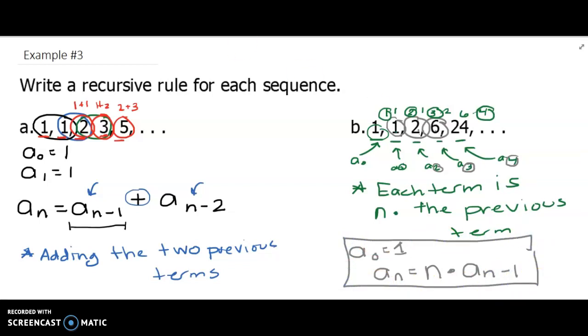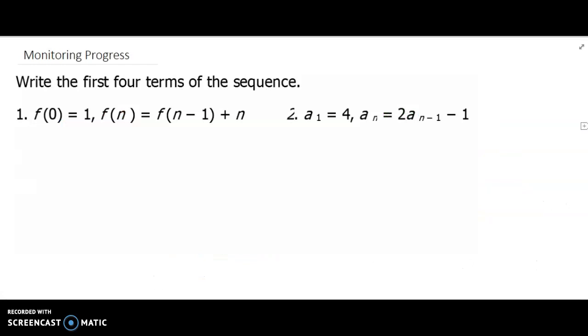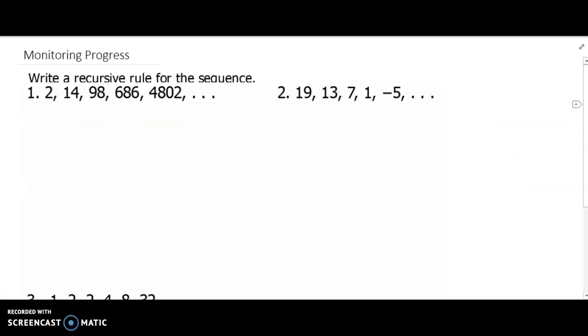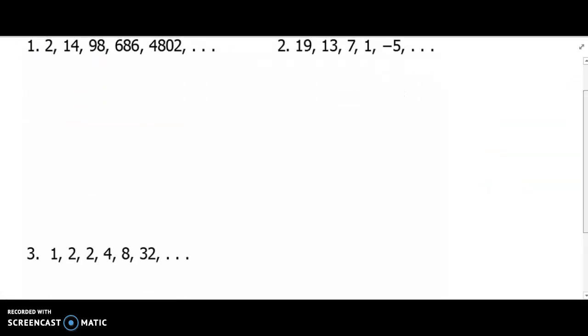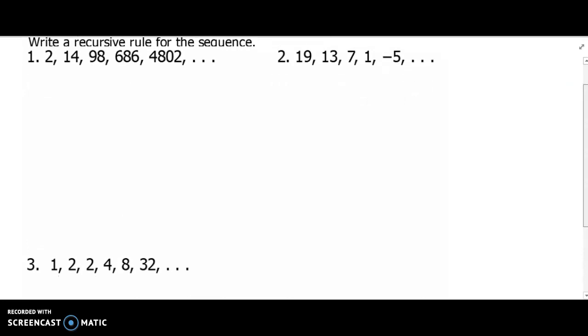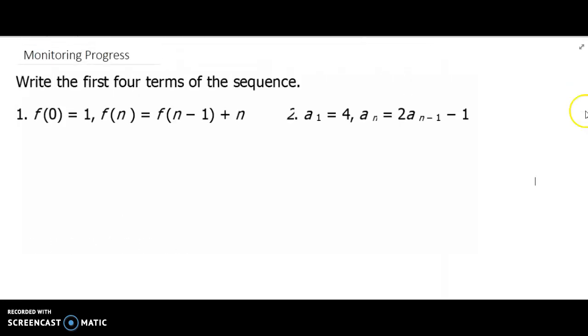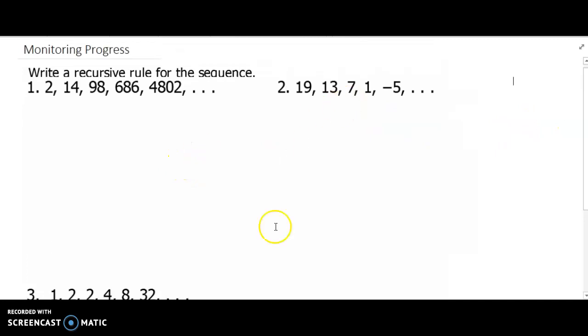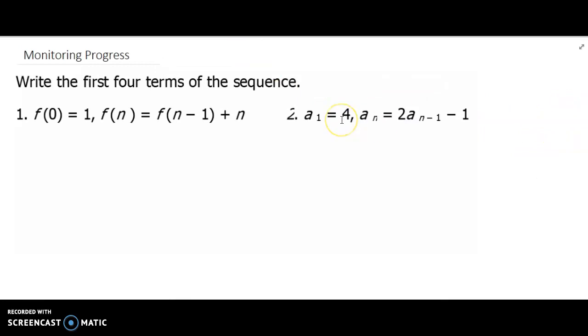All right, guys, because this is so new, I highly, highly, highly encourage you to do the monitoring progress on the next couple slides. Go ahead and try these on your own. There's 1, 2, 3, 4, 5. There's 5 of them. So go ahead and try those. See what you get. See where you're having problems. See if you've mastered it, and then we'll go over them.